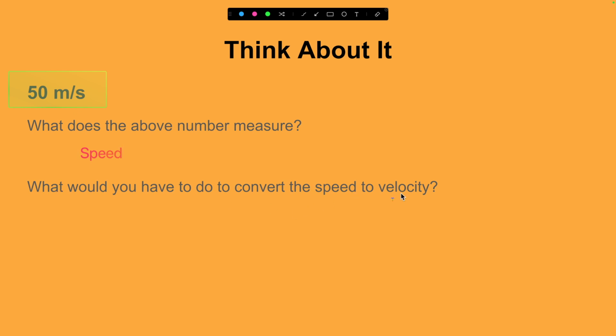What would you have to do to convert the speed to a velocity? You would need to add a direction. So here's an example of that. You could say 50 meters per second west or northwest or whatever. But for it to work, you need to add a direction.